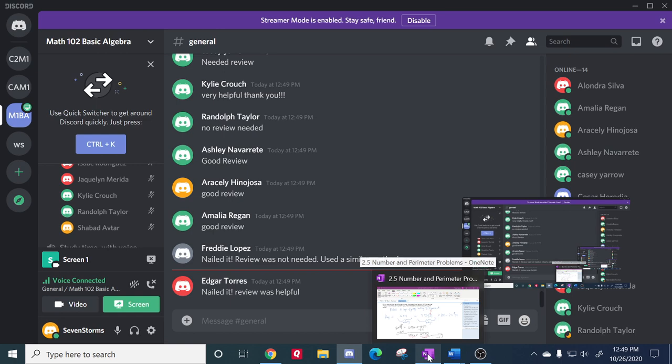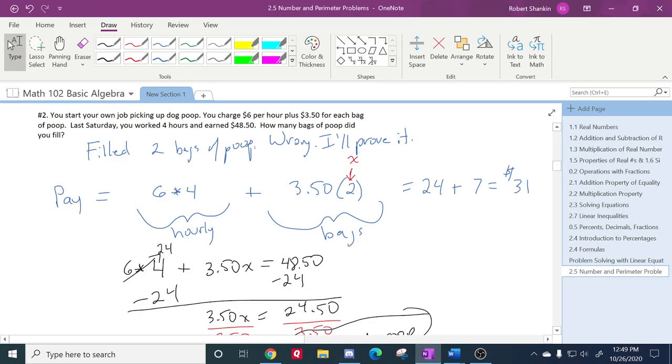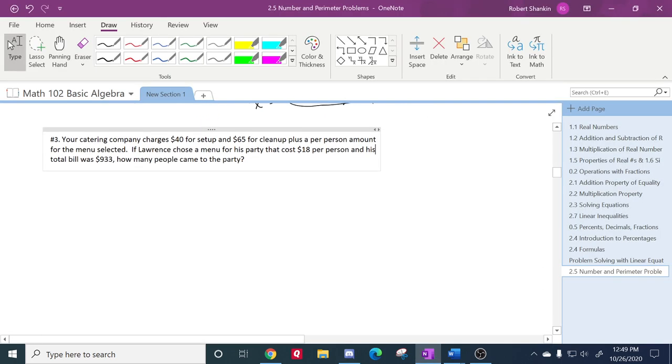Let's go to number 3. Your catering company charges $40 for setup, $65 for cleanup, plus a per person amount for the menu selected. Lawrence chose a menu for his party that cost $18 per person. His total bill was $933. How many people came to the party?